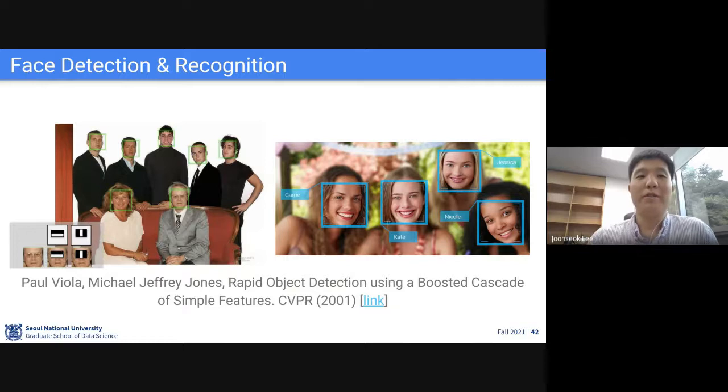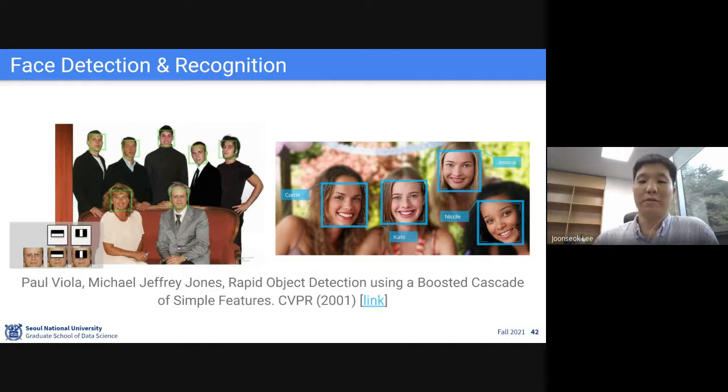And one example of object detection is face detection and recognition. Face detection is basically object detection, but the target is the human face. Given this image, we'd like to find out where we see a human face. And face recognition is not just locating the face, but also figuring out who it is. So we probably need some data for each person. For example, in this one, we would say that this is Carrie, this is Kate, and so on.